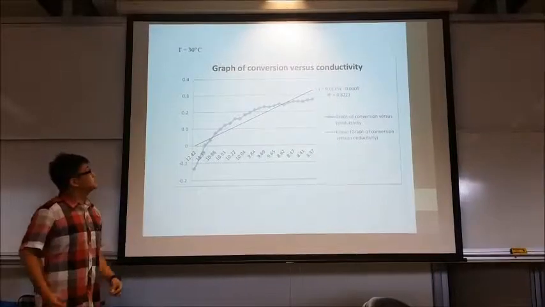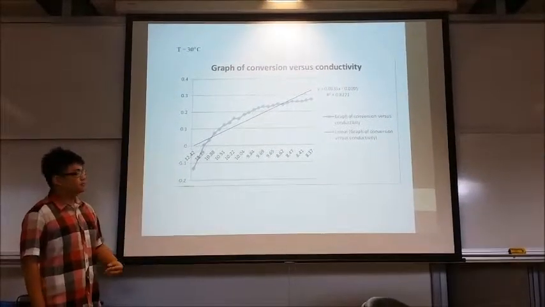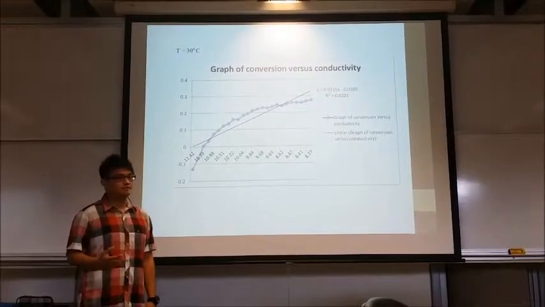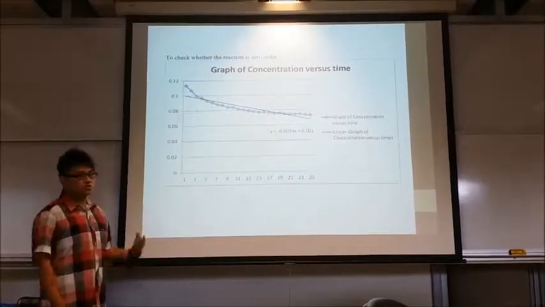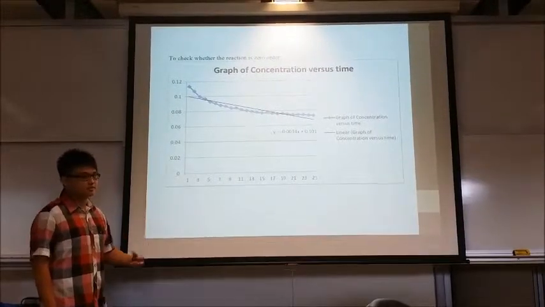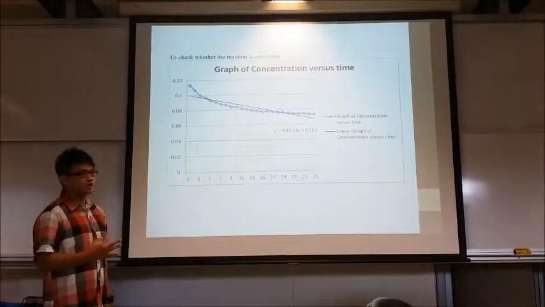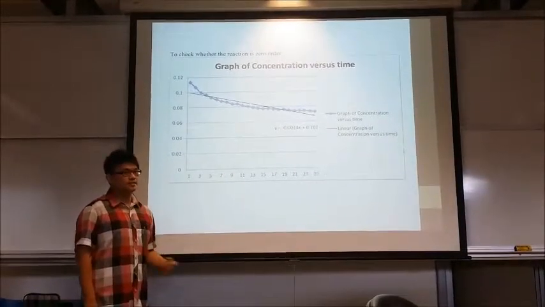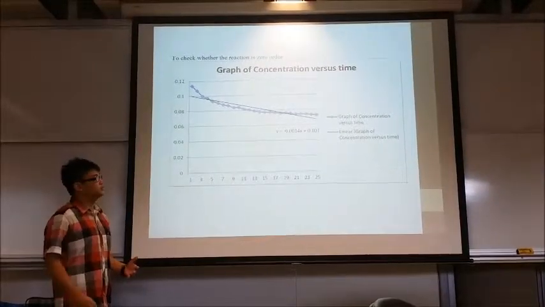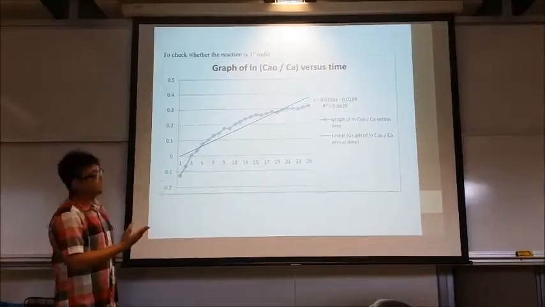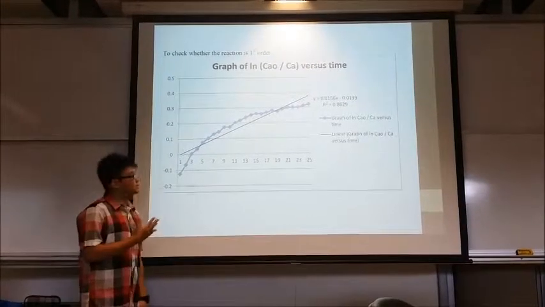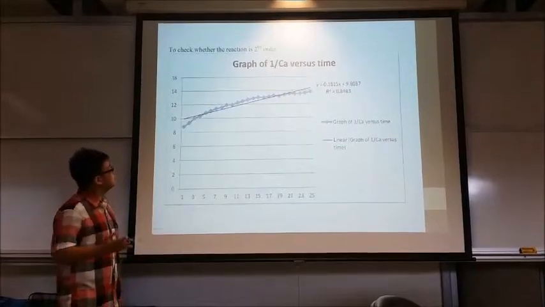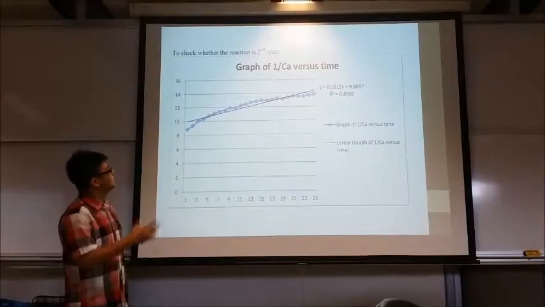For both 30 and 40 degrees Celsius, we plot the graph of conversion versus conductivity. To see which order the reaction is, we plot 3 different graphs. The first graph is concentration versus time, which is to check whether the order is zero. The next graph is ln Ca naught over Ca versus time, to see whether the reaction is first order. And last but not least, the graph of 1 over Ca.